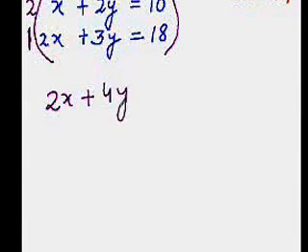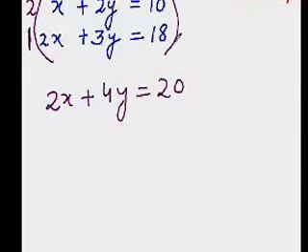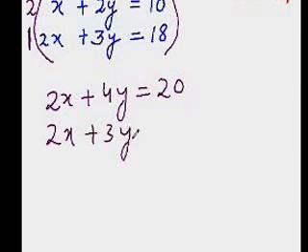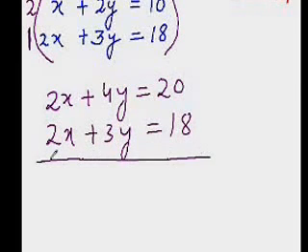The coefficient of this x is 2, so I multiply this 2 here, and the coefficient of this x is 1, so I put 1 here. So let's put these equations here. So 2 times x is 2x, 2 times 2y is 4y, and 2 times 10 is 20. And multiply this equation with 1, so it would be 2x plus 3y equal to 18. Now to eliminate you need to subtract, so change the sign. This is the standard procedure.